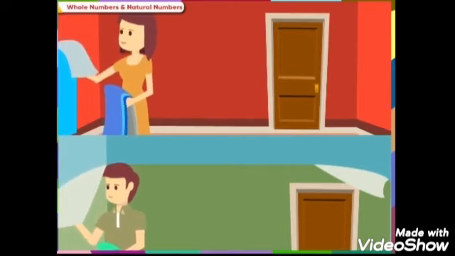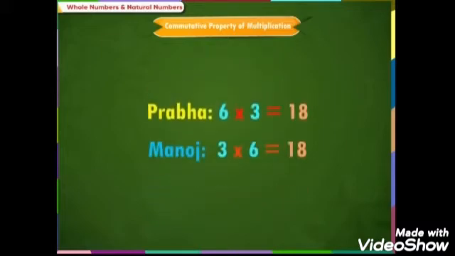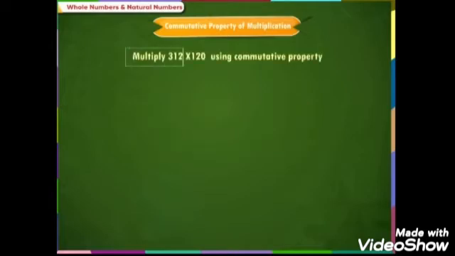Let us look at some examples of multiplication. Observe that the product of two whole numbers is the same irrespective of the order of the factors. This property is called as commutative property of multiplication. Thus, Prabha and Manoj both have put same number of wallpaper pieces. Let us take an example.